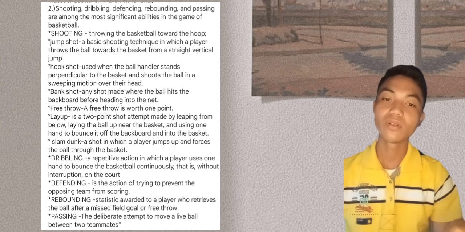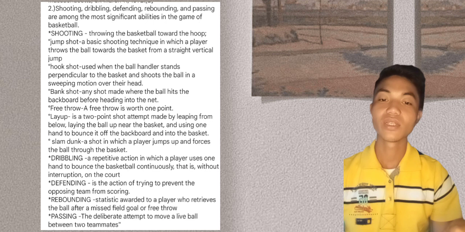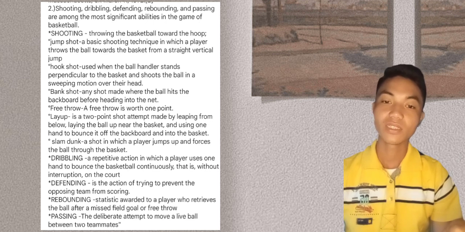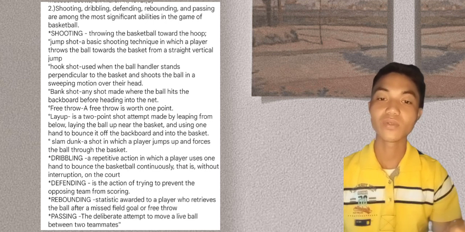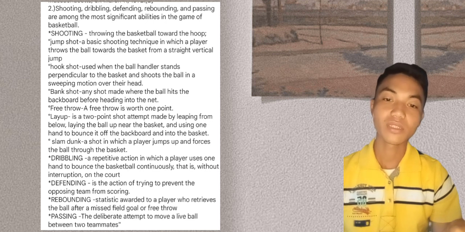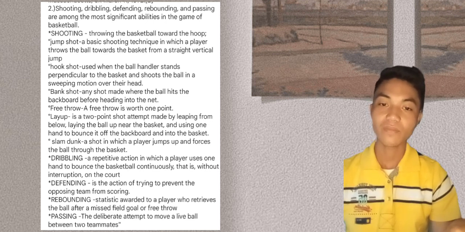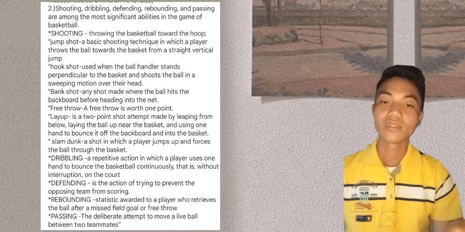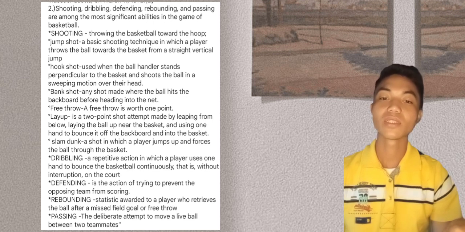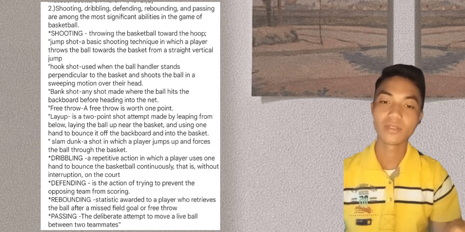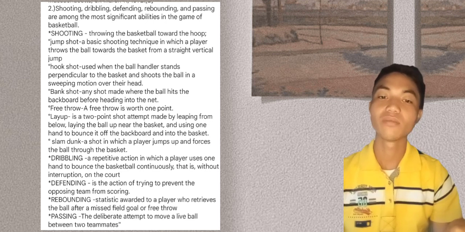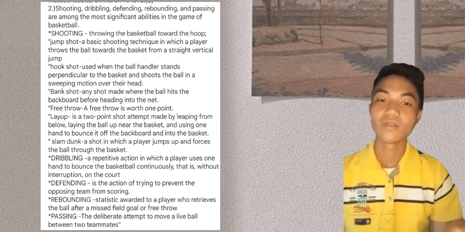Shooting: throwing the ball toward the hoop. And in shooting, there are types of shots. First is the jump shot, a basic shot technique in which a player throws the ball toward the basket from a straight vertical jump. Next is the hook shot, used when the ball handler stands perpendicular to the basket and shoots the ball in a whipping motion over their head. Next is the bank shot, any shot made where the ball hits the board before heading into the net.